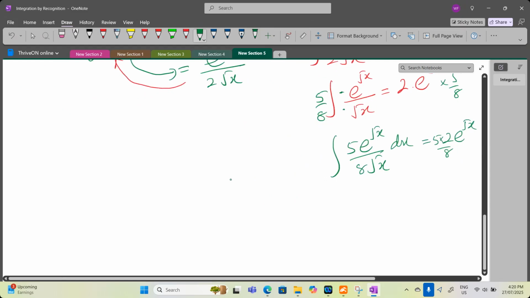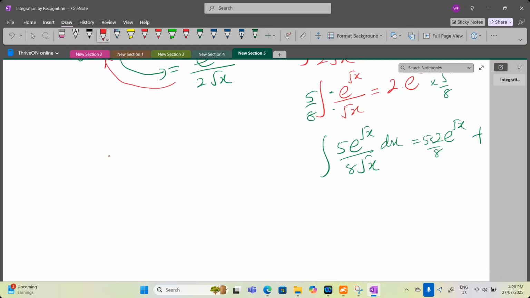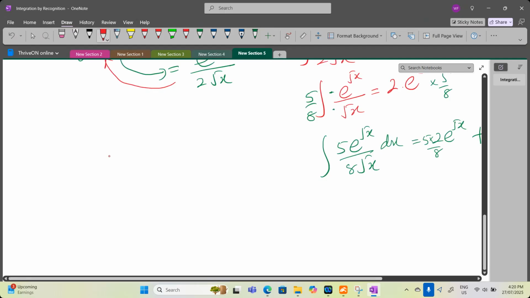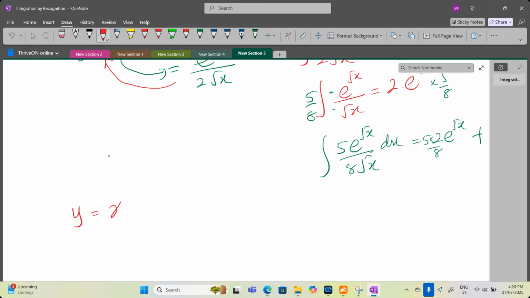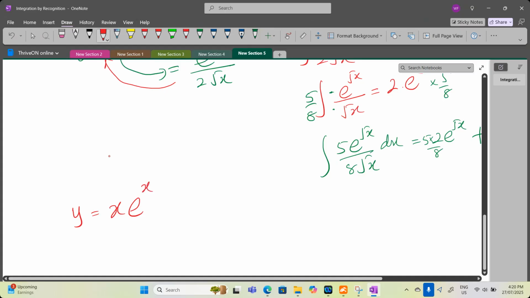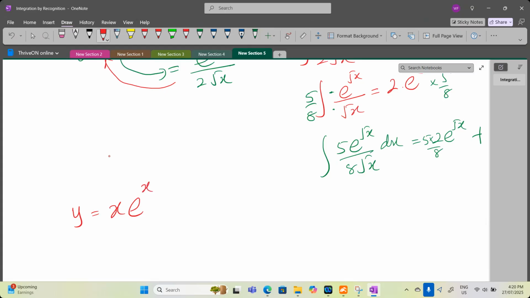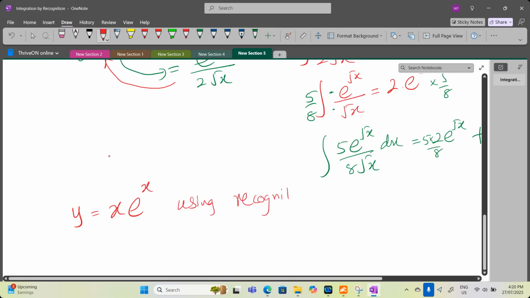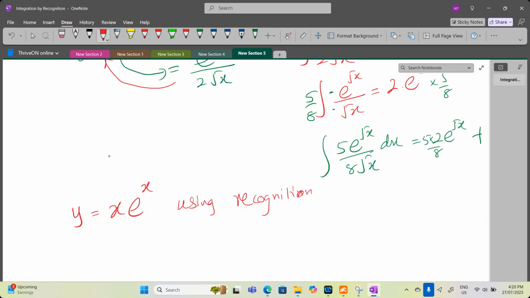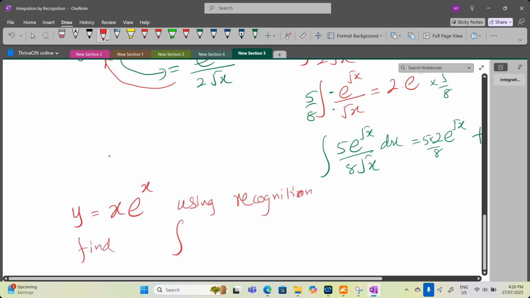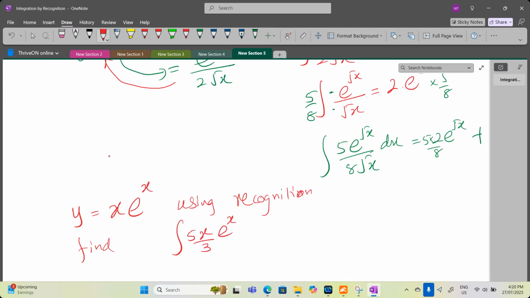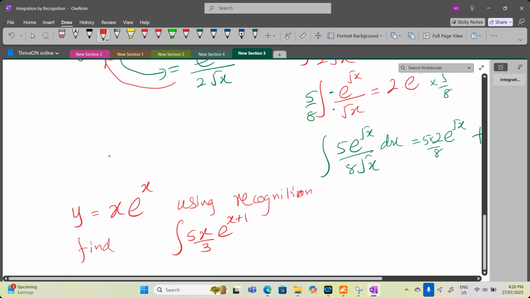One last one. If you see something like that, using the derivative of this one, using recognition, find the antiderivative of, I'll make it a little bit complex, 5x over 3 e to the power x plus 1 dx.